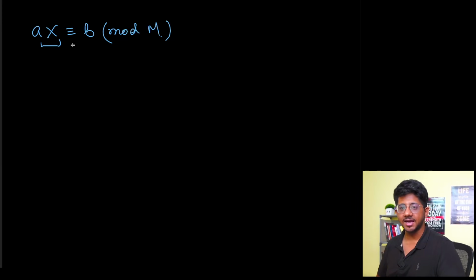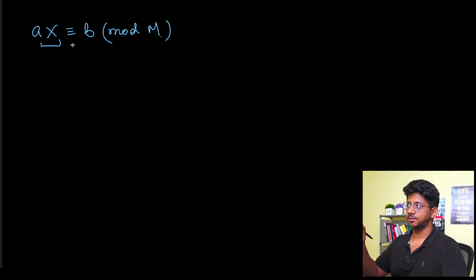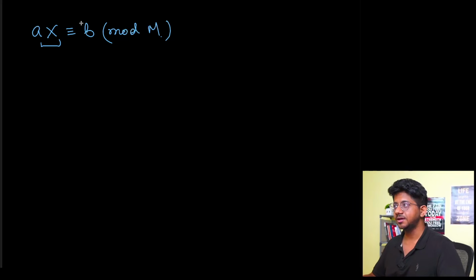When you take ax and take the remainder with m, it is going to give b. I'm assuming that b is going to lie in the range 0 to m minus 1. Even if it's not, we can always take a remainder and get it, right? So a and b are given to you.